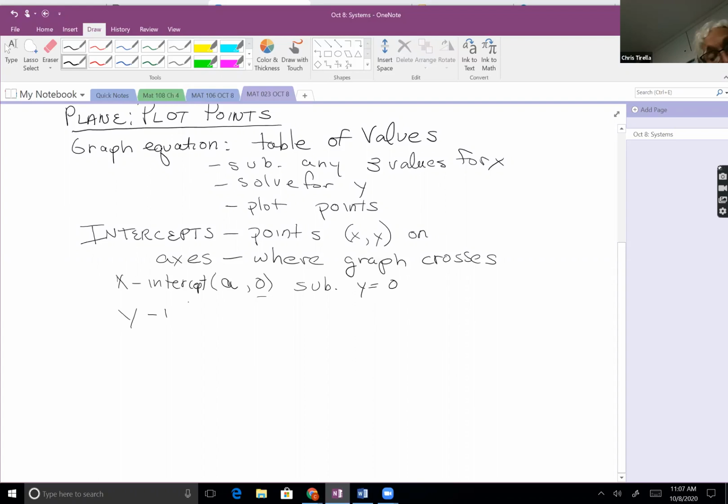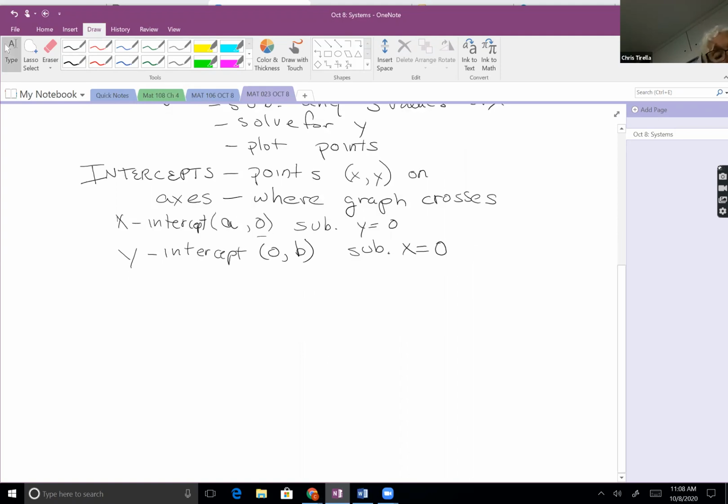So we substitute y equals 0 to find it. And to find the y-intercept, because it's on the y-axis, it's a point with 0 for the x value, some number for the y value, and we find it by substituting x equals 0. And that gave us the intercept method of graphing lines by just finding those intercepts, plotting those 2 points and graphing the line. Then we looked at the idea of slope, which measures the slant of the line.